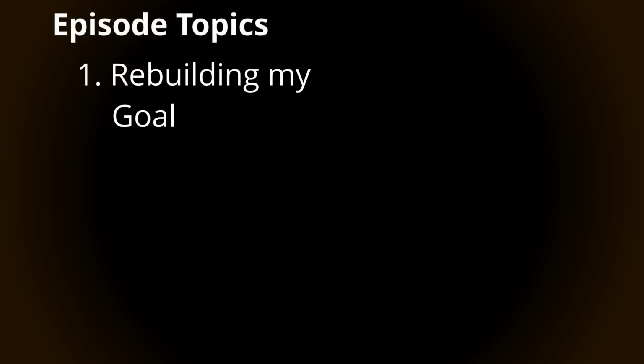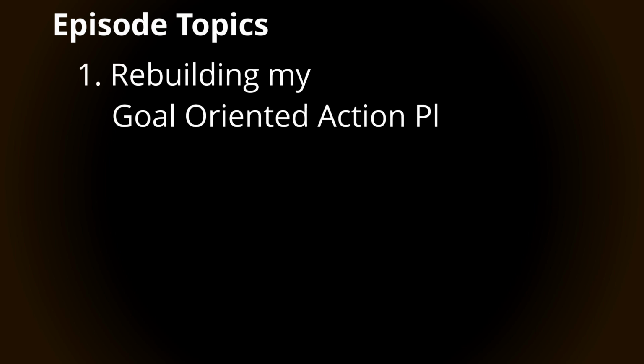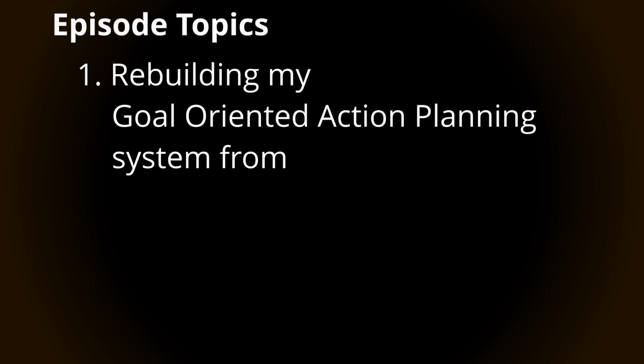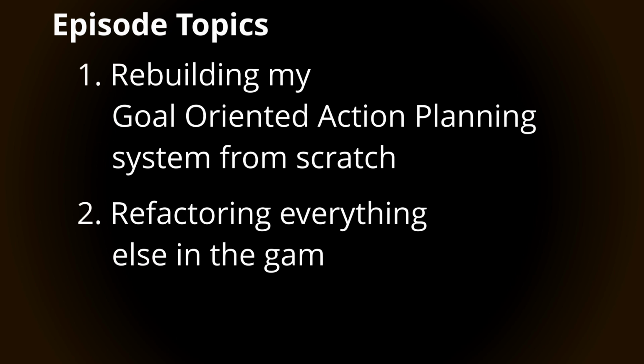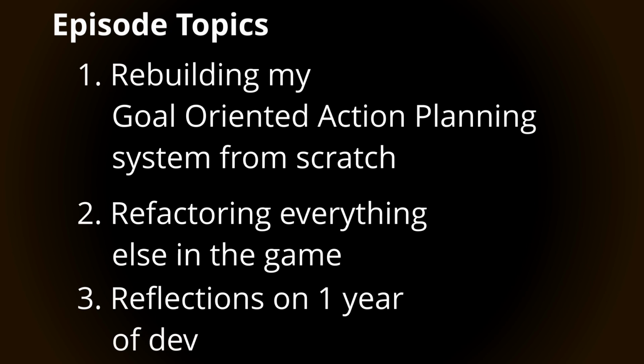So for this devlog, there are 3 things I'd like to cover. First, I'll provide a progress update on my attempt at rebuilding my own goal-oriented action planning system with what I learned from integrating Crash Conine's library last quarter. Second, I'll discuss how I've been refactoring and reorganizing the entire codebase, as well as why I've been doing that. And lastly, I'll reflect quickly on a full year of development and talk about what's next.